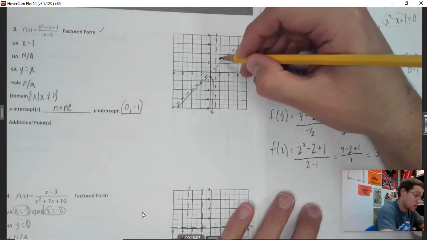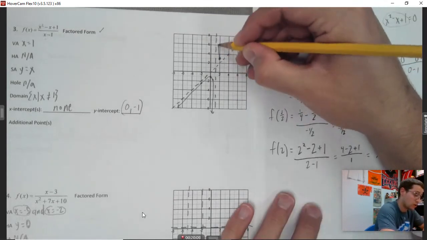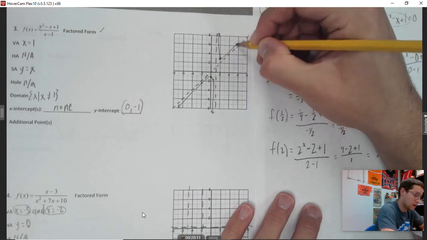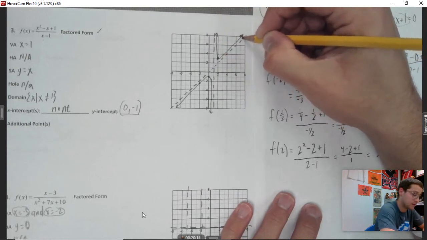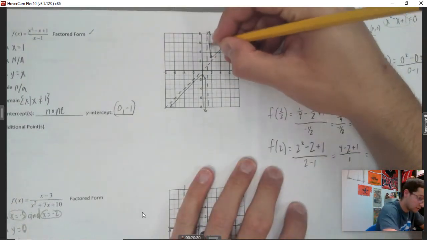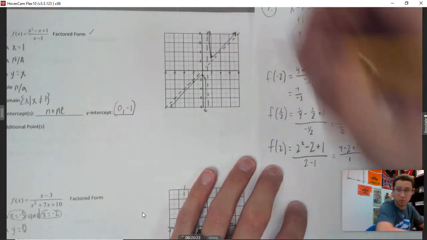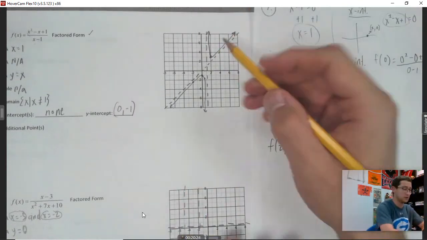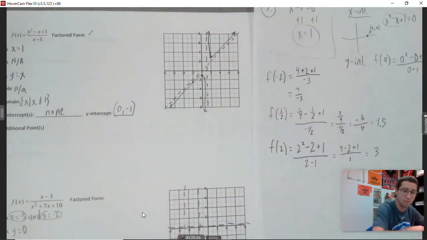All right, so we know it's up in this corner for sure. So then we'll just kind of estimate right there. Okay, that's what the function looks like, something like that. All right, and theoretically, it's probably a little more of a smoother curve, as opposed to a straight line. But that is that one.